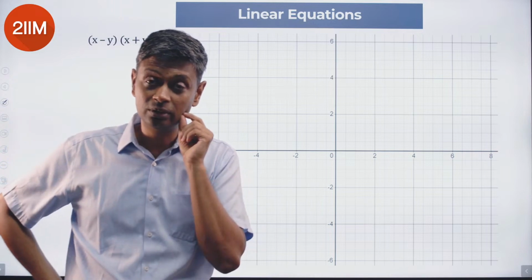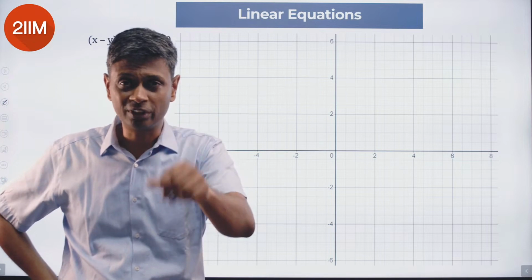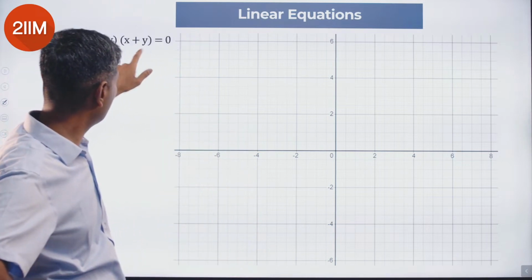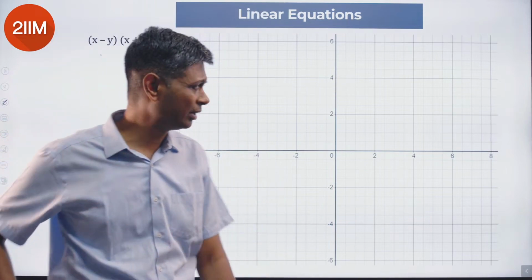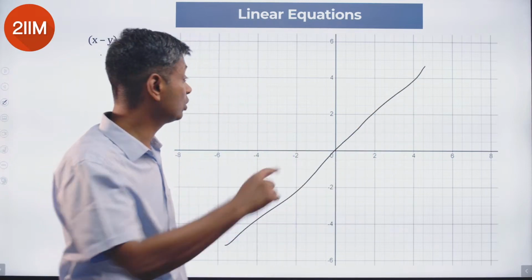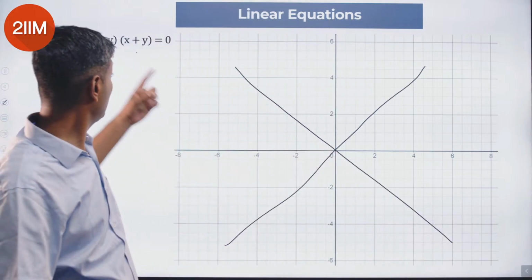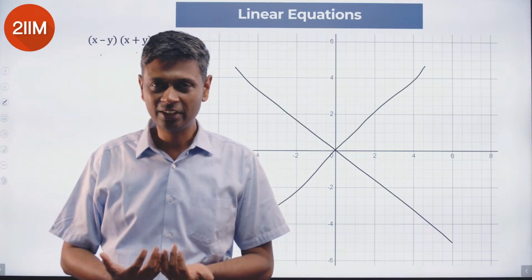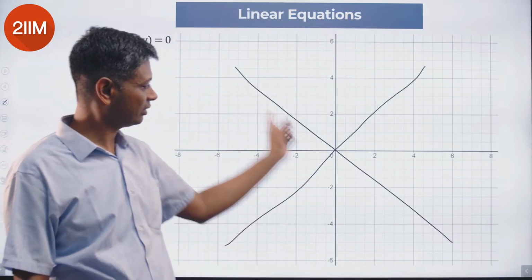Product of two things is 0. Then one of them is 0, or the other is 0, or both are 0. We know this. So either x equal to y or x equal to minus y. Either y equal to x or y equal to minus x. All points on y equal to x will satisfy this, and all points on y equal to minus x will satisfy this. So x minus y into x plus y is 0 is nothing but saying y equal to either x or y equal to minus x. Either this line or this line.